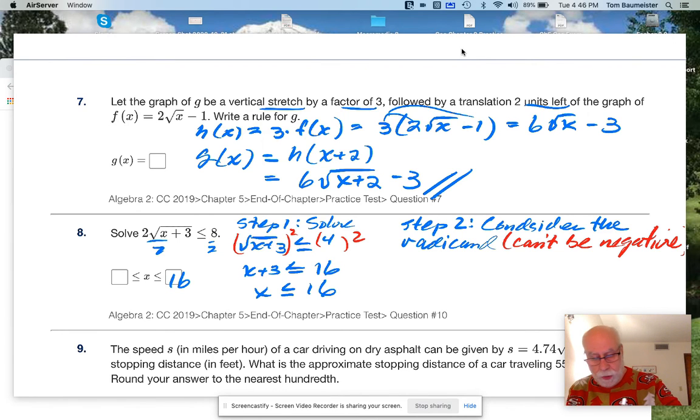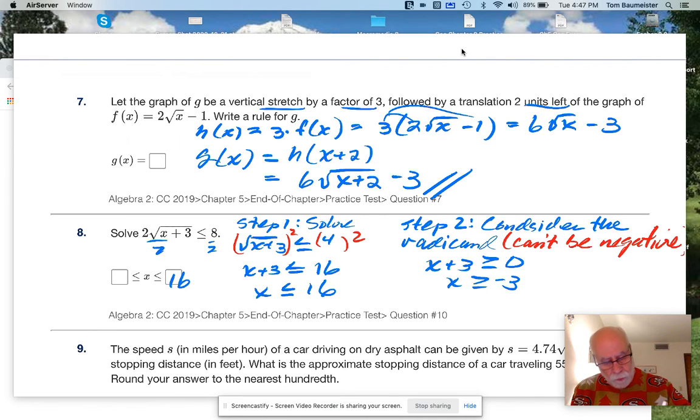All right? So we're going to take our x plus 3. And remember, it can't be negative, so we know it has to be greater than or equal to 0. It can equal 0 because the square root of 0 is 0. So if we solve that, we'll get x is greater than or equal to negative 3.